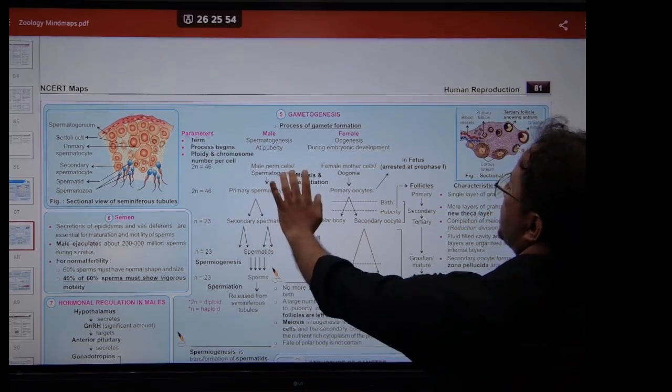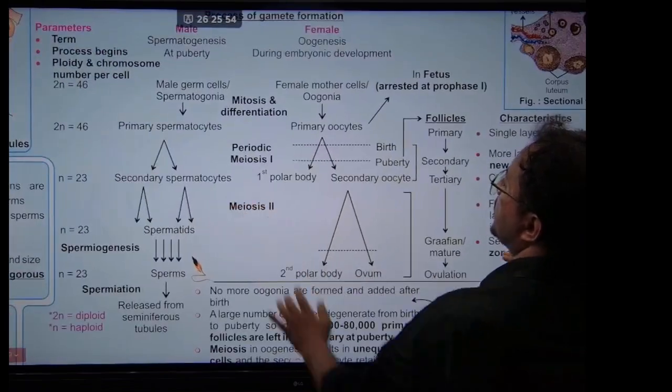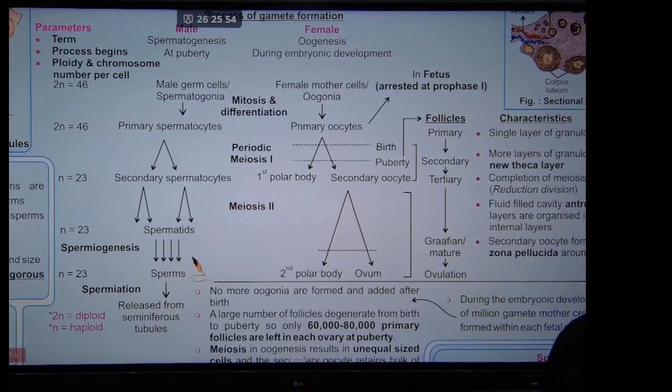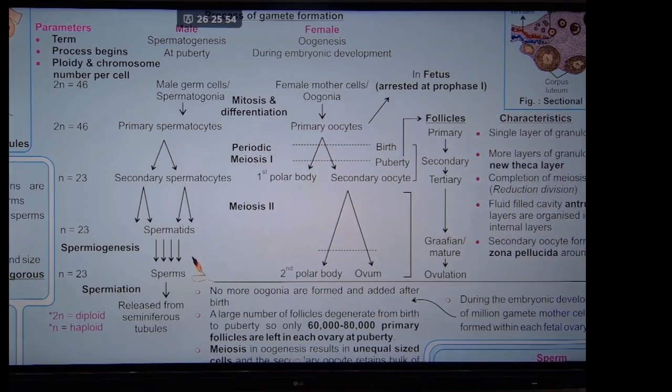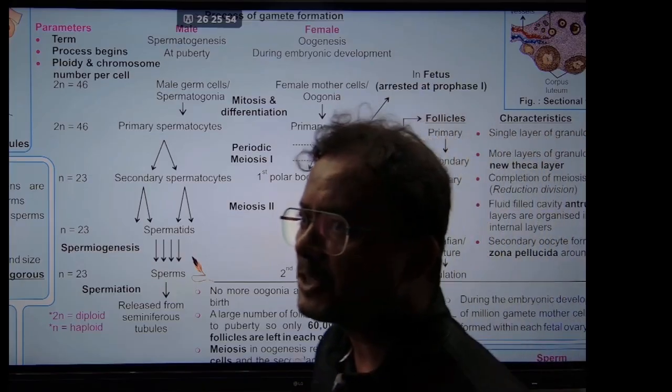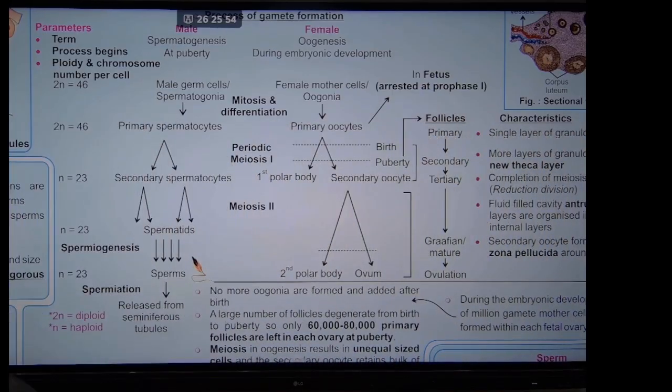Now, what about the gamete formation in females? What is it called, guys? Oogenesis. When does it start? Embryonic life. That means the oogenesis in the female starts even before she is born, correct? Now, in the embryo, there are about 2 million oogonia formed in each ovary, correct? And these oogonia start meiotic division 1 and are arrested at prophase 1 to form the primary oocytes.